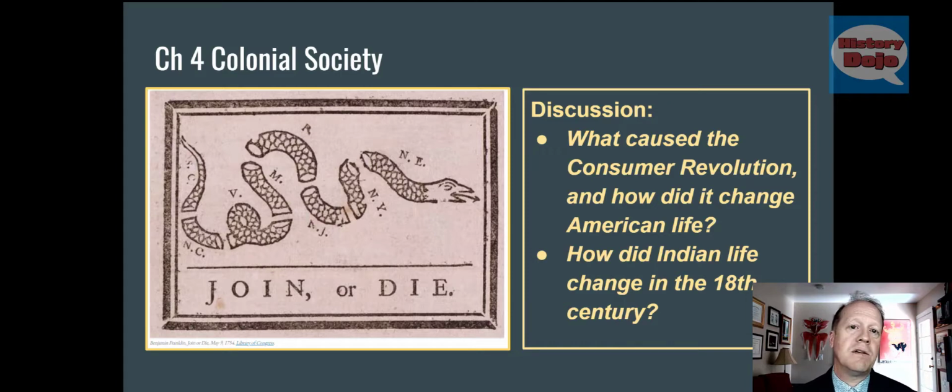The snake cut into different pieces is not an image that Benjamin Franklin made himself, but one he adopted from the Iroquois Confederacy, which was a collection of Iroquois tribal groups in northern New York and New England that would come together for self-defense. They would live independent of one another, but in times of war or famine or any difficulty, they would come together for their own collective security.